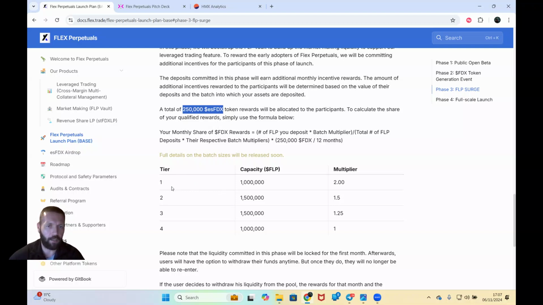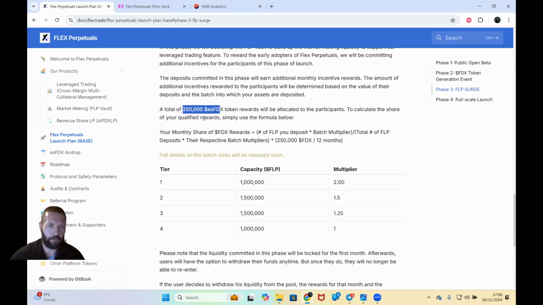And the earlier you take part, the better. So there's a multiplier here, and what this is showing is that the first $1 million gets a multiplier of 2, the next gets 1.5, so on and so forth. So the earlier you get involved in the FLP surge, the better your multiplier, and therefore the better your share of this 250,000 ES/FDX is going to be. And this is going to be paid out to you on a monthly basis for 12 months.